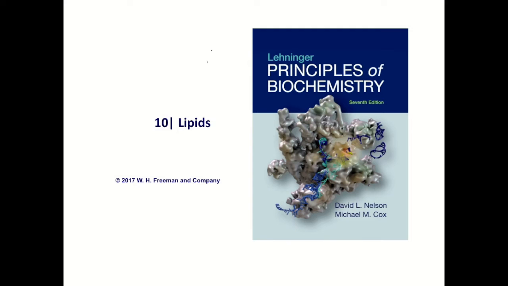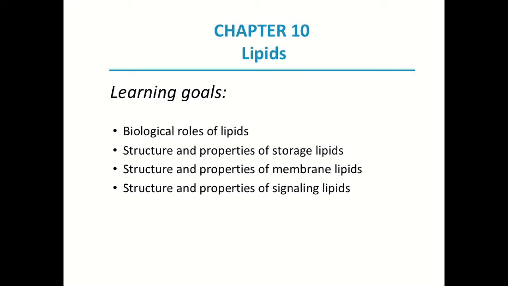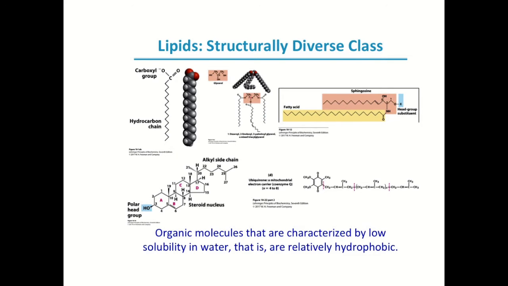Chapter 10 covers lipids. In this chapter, we're going to discuss the biological roles of lipids and the structure and properties of storage lipids, membrane lipids, and signaling lipids. Lipids represent a structurally diverse class. You have some that contain fatty acids, which have a long hydrocarbon chain and a carboxyl group. You have some that have a steroid nucleus, which consists of rings fused together. But importantly, they are all characterized by low solubility in water, meaning they are relatively hydrophobic.